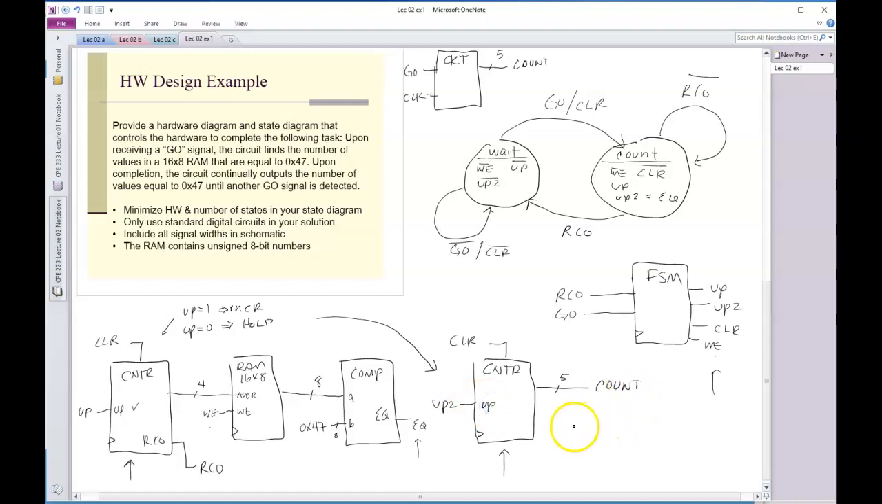The other thing I'm going to say here for counters, clear has precedence, precedence, I can't spell it, over the up signal. And with that, I'm going to call it done.